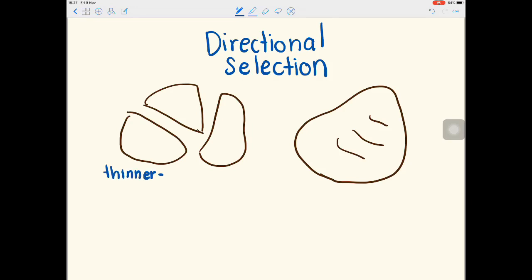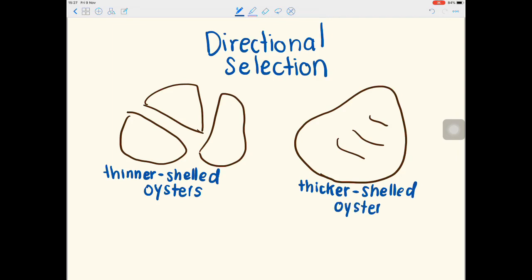In this example, I'll be using oysters. If thicker shelled oysters are more resistant to breaking than thinner shelled oysters, crabs will be less able to prey upon them. Therefore, thicker shelled oysters are more likely to survive and more likely to reproduce and carry on.